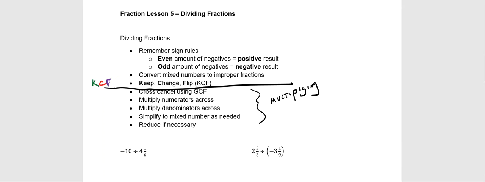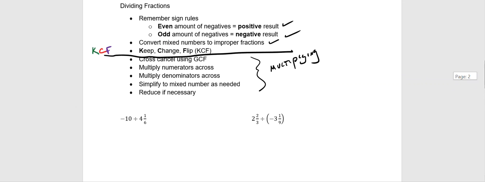Keep, change, flip. And you'll see what I mean by that when we get through the next problem or two. So don't forget, we always start out by counting up the signs because we are now dealing with fractions that may have a combination of positives and negatives. So if we have an even amount of negatives, we will get a positive result. An odd amount of negatives, we will get a negative result. We will always convert our fractions, if they're mixed numbers, into improper fractions, and then we'll get to that critical step of keep, change, flip, KCF.